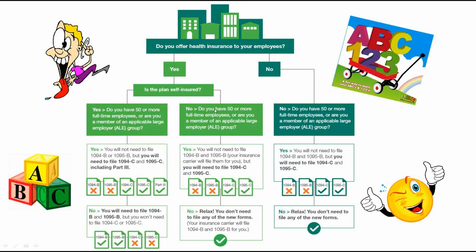This is kind of a fun slide. It helps you determine if you're offering health insurance coverage to your employees. Depending upon where you fall here, what do you need to do? These are just some scenarios that are brought up so that you know what form to file, B or C or Part 3. And I know, again, it can all be very confusing, okay?